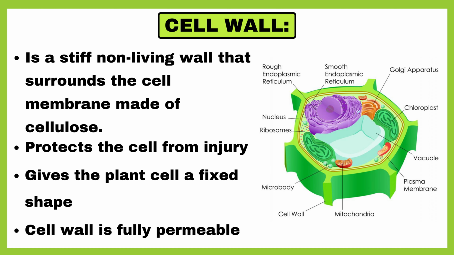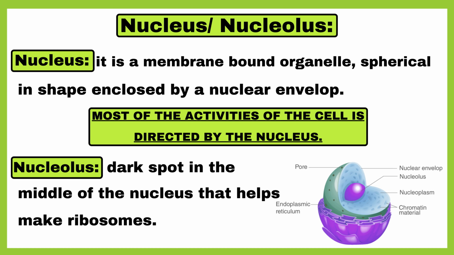Cell wall: it is a stiff, non-living wall that surrounds the cell membrane, made of cellulose. It protects the cell from injury and gives the plant cell a fixed shape. Cell wall is fully permeable. Nucleus: it is a membrane-bound organelle, spherical in shape, enclosed by the nuclear envelope. Most of the activities of the cell are directed by the nucleus. In other words, we can say that this is the brain of a cell. Nucleolus: dark spot in the middle of the nucleus that helps make ribosomes.